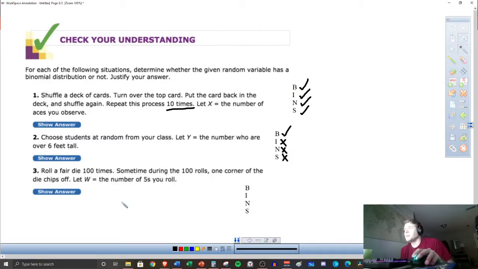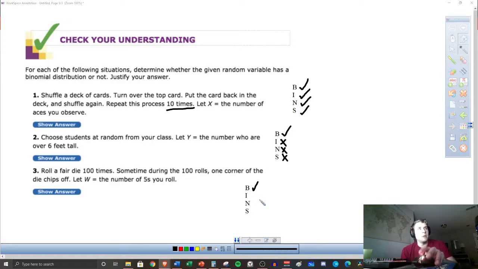Okay, next, number 3. This is an interesting one. Roll a fair die 100 times. Sometime during the 100 rolls, one corner of the die chips off. Let W equal the number of 5s you roll. Okay, so we're interested in 5. So is it binary? Well, if you get a 5, it's a success. If you don't get a 5, it's a failure. So again, we have that idea. It's binary for sure. 5 is success. Don't roll a 5 is failure.